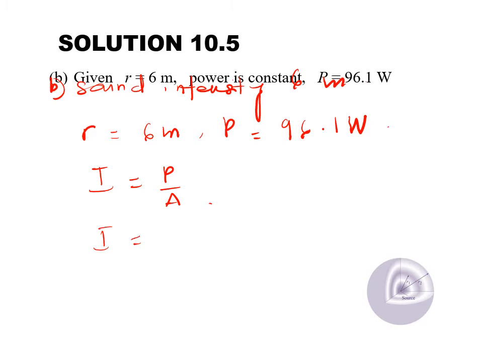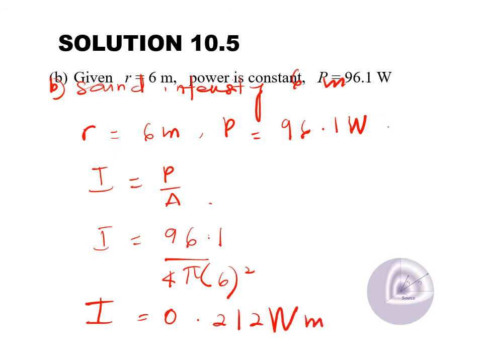P, the power, is 96.1 divided by the area, 4 pi times R, which is 6 squared. So you will get the intensity of 0.212 watt per meter square.